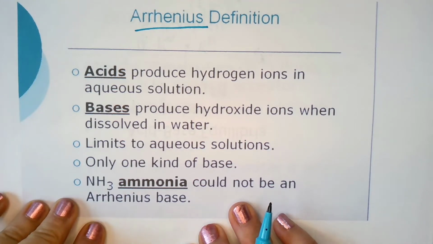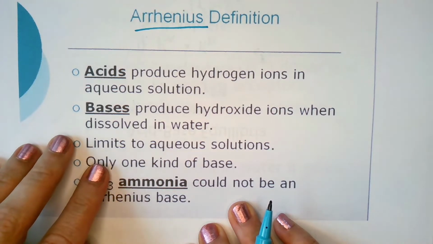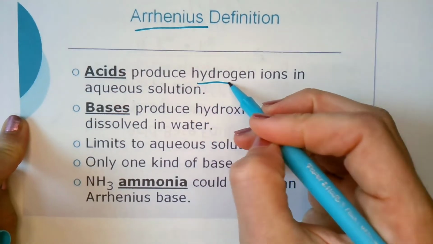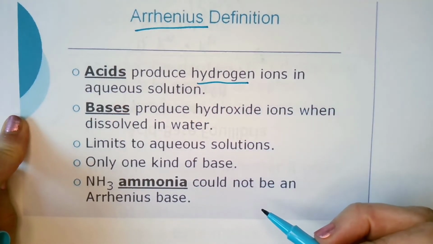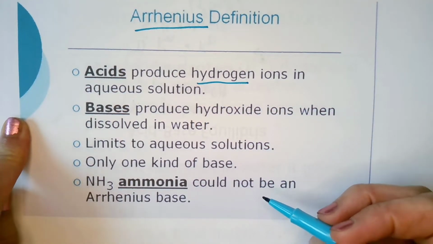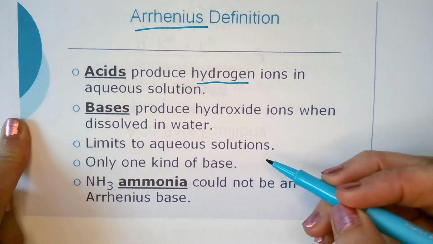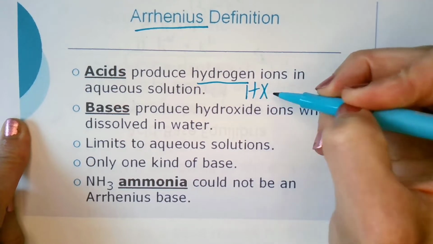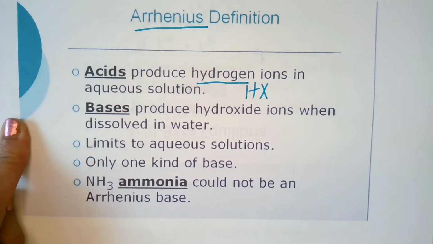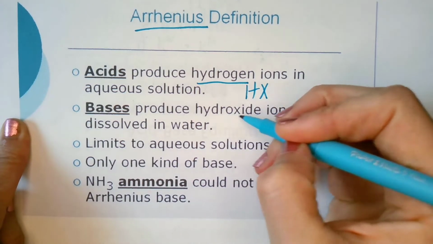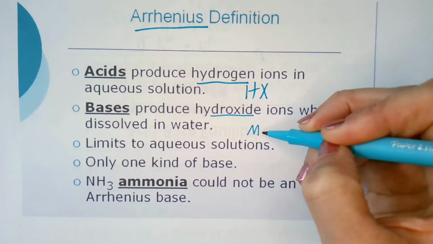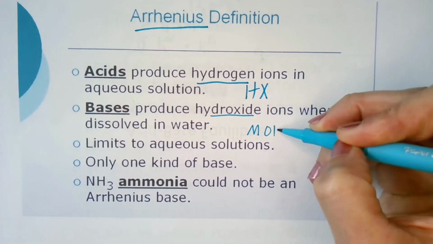Again, this is a man's name, Arrhenius. It's the last name of a chemist who defined acids and bases. Acids are those substances that, when placed in water, release hydrogen ions. We said that any substance that begins with an H, an ionizable hydrogen, would be defined as an acid. And when placed in water, bases will produce a hydroxide ion.